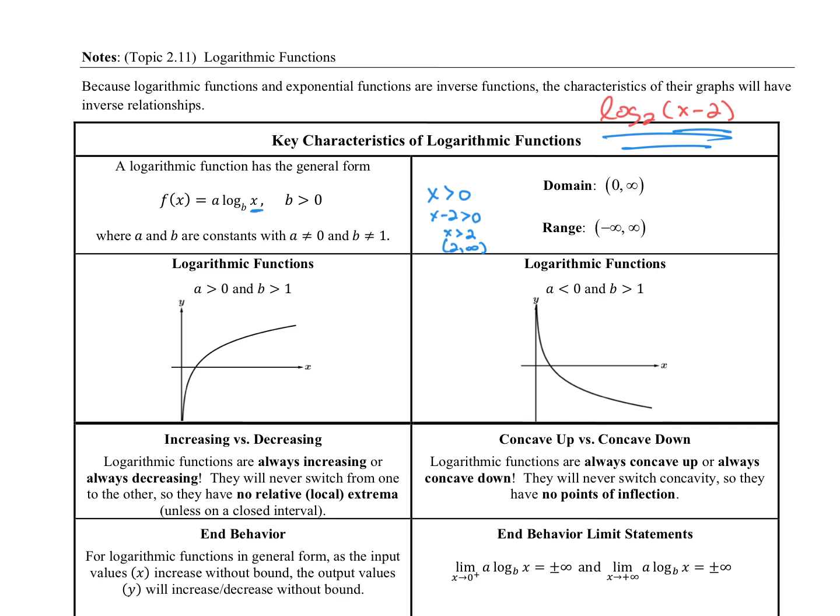Now, the range is going to be negative infinity to infinity on all of them. This is what a common logarithm looks like. Logarithms are slow-moving functions, but they do increase. When your a is positive and your b is greater than 1, it's going to look like that. When we have a negative out front, it flips over the x-axis, so now our logarithm looks like that.